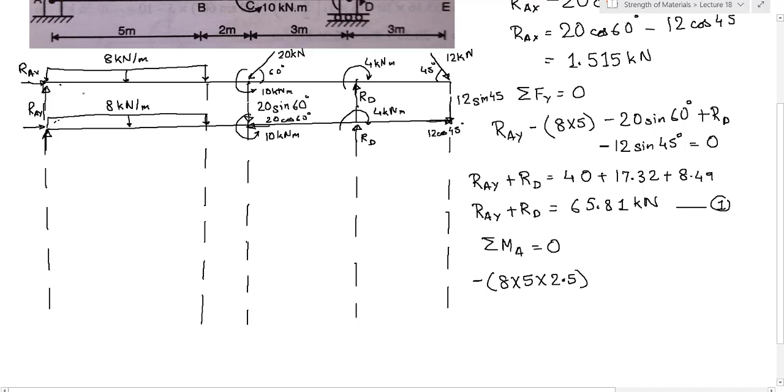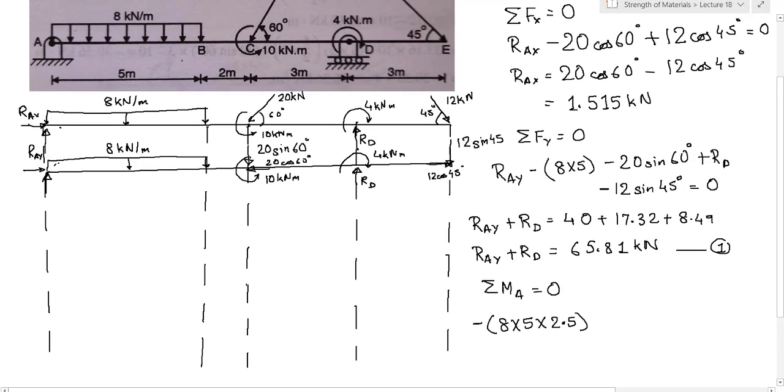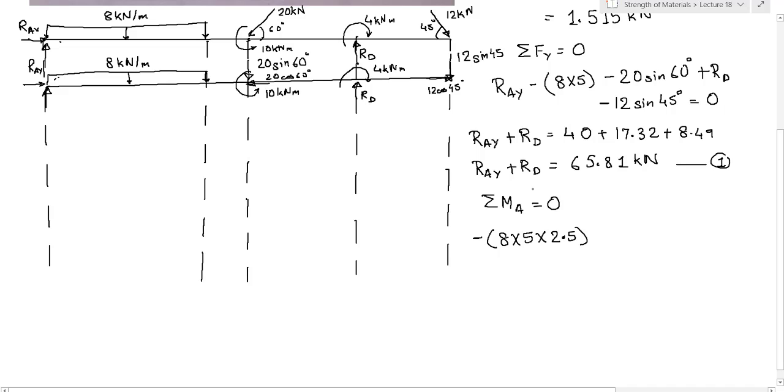8 into 5, because this is a 5-meter length, and if we are considering it as a point load, it will act at the center. So 8 into 5 into 2.5. Then we will have C. At point C, what do we have? We have an anti-clockwise moment. Anti-clockwise is positive. So plus 10. Then we will have minus 20 sine 60 into what is the distance? 5 plus 2, 7. So this will be 7.